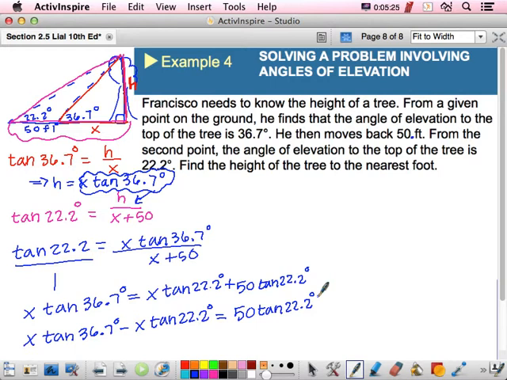So the trick is you have to factor the x out, but leave the tangents inside the parentheses. We used this when we were solving literal equations back in the early parts of college algebra. Also when we solved logarithmic equations. So we'll factor the x out, and we'll have tangent of 36.7 minus the tangent of 22.2 equals 50 times the tangent of 22.2.